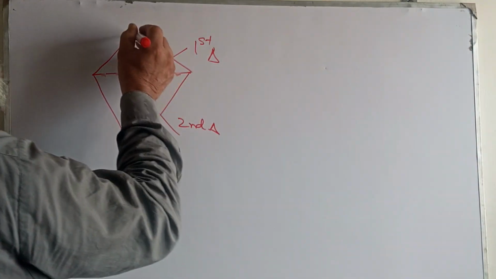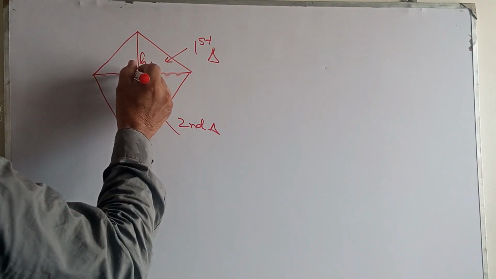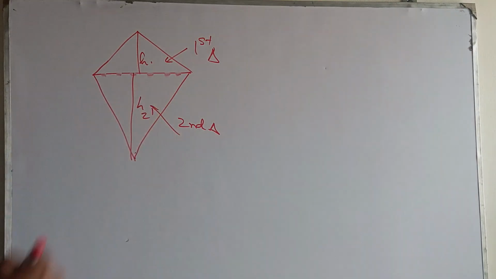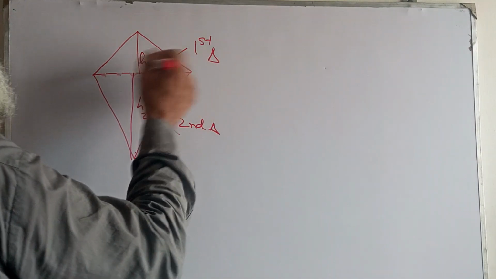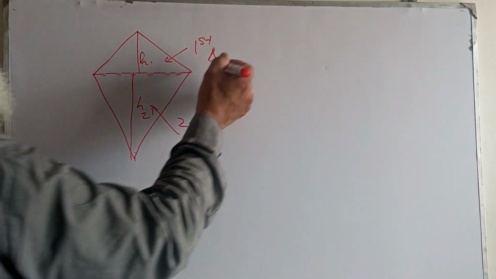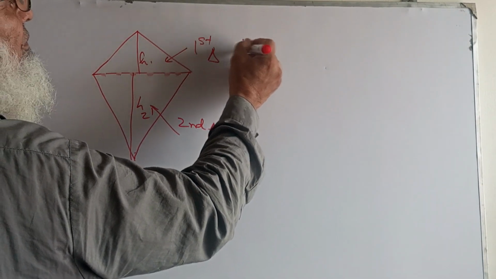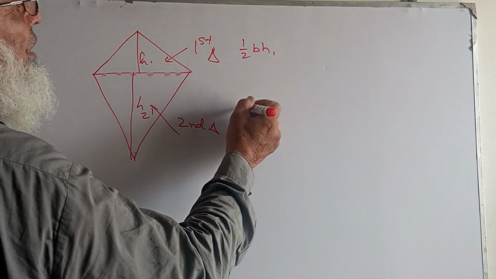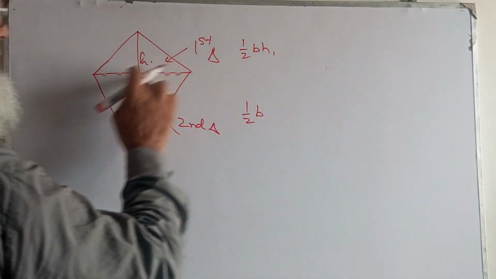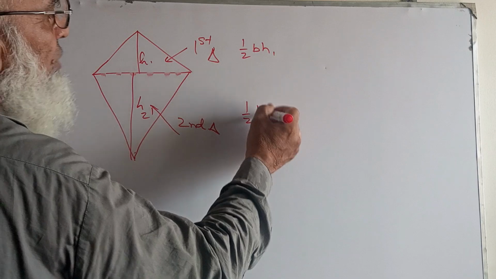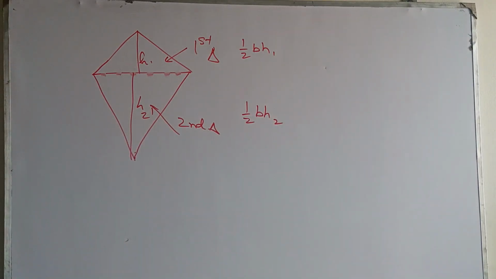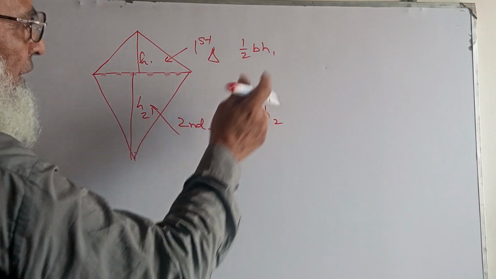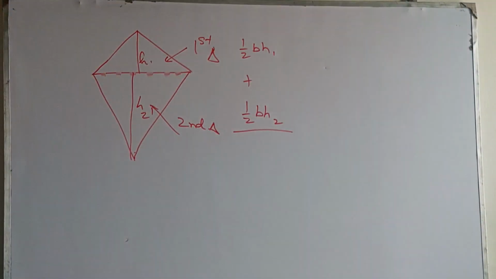Just to recap, this is the height h1 and this is the height h2. Okay, the base is the same. The area of the first triangle was half base into height 1, and the area of the second triangle was half base, because the base is the same for both triangles, into h2. And my dear students, when we add them up, what will be our answer will be the area of the whole kite.